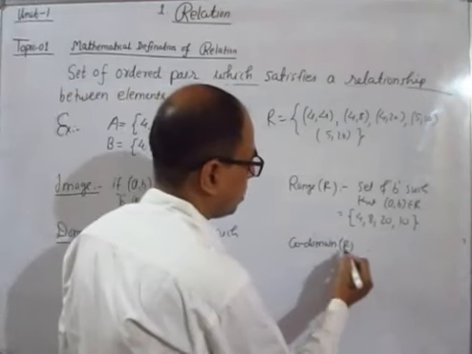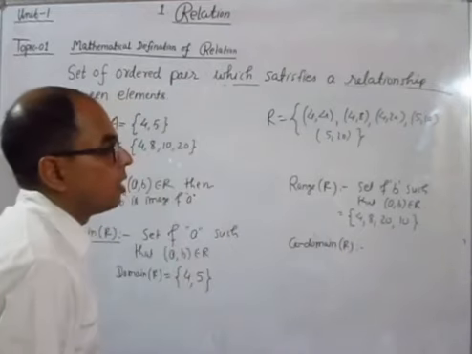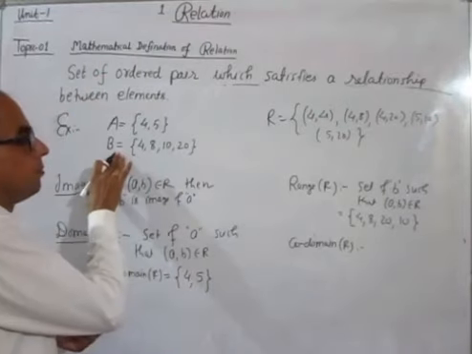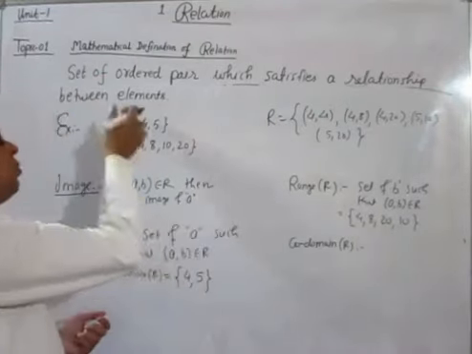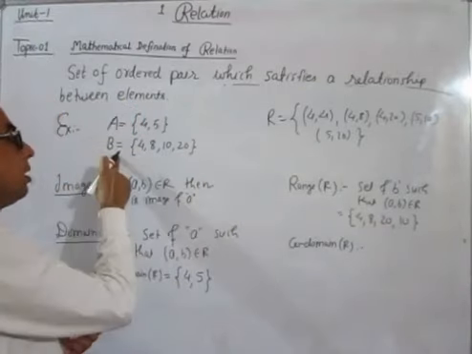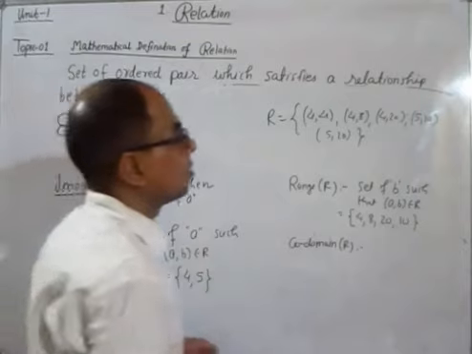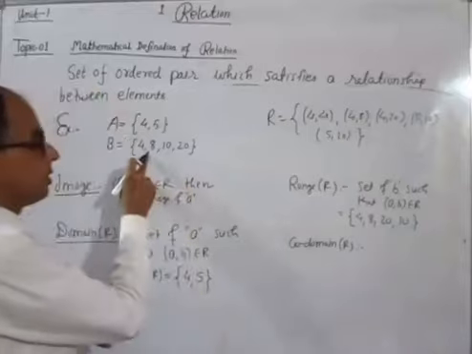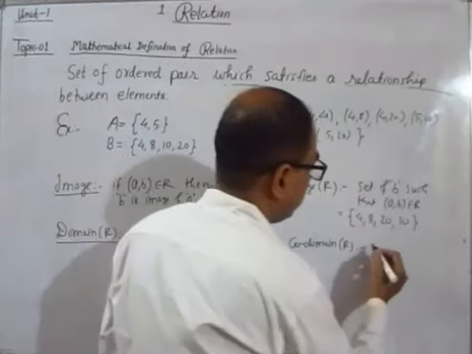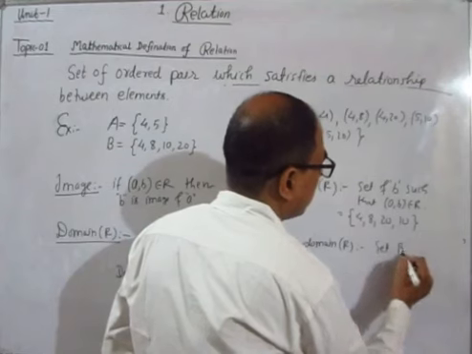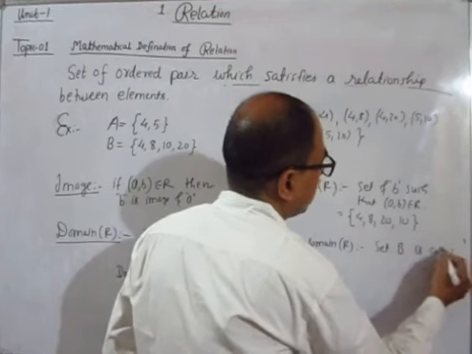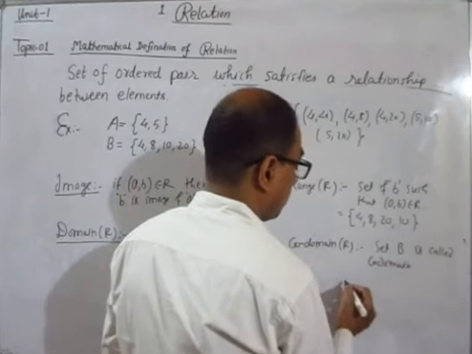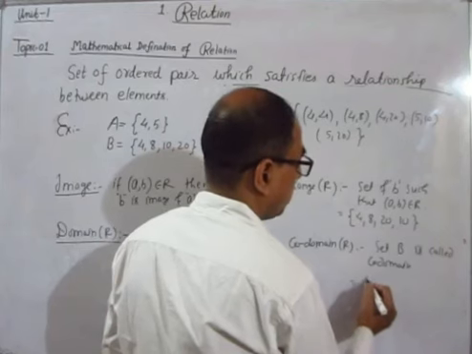Now what is the meaning of codomain? Codomain is this complete set B, because this is a relation from A to B. So this set B is called the codomain, because this range belongs to this set. This complete set B is called the codomain. So in this example, what is the codomain? Set B.